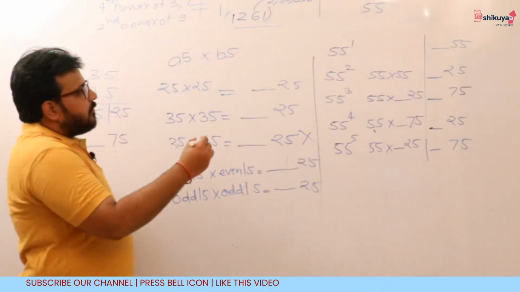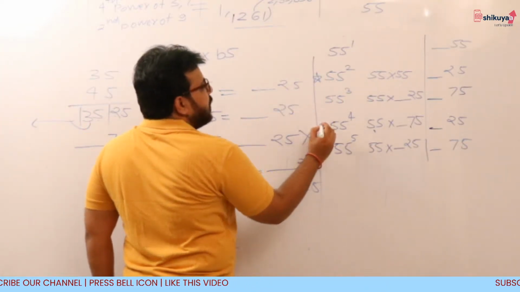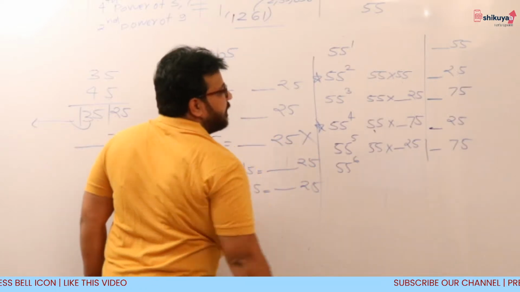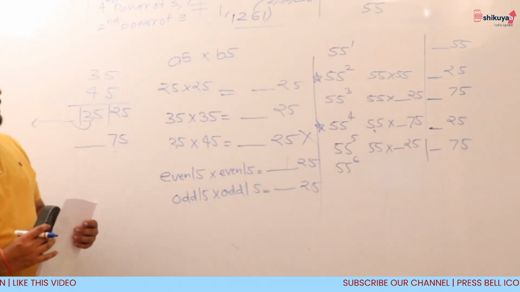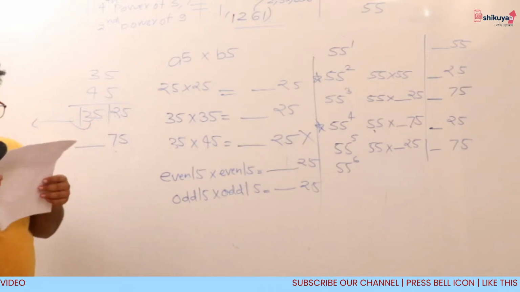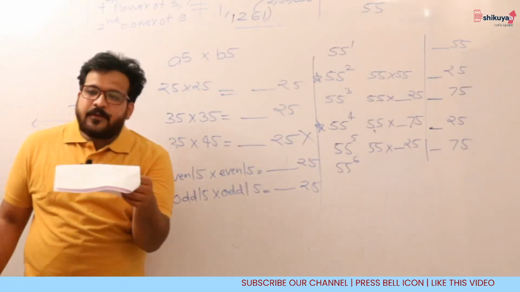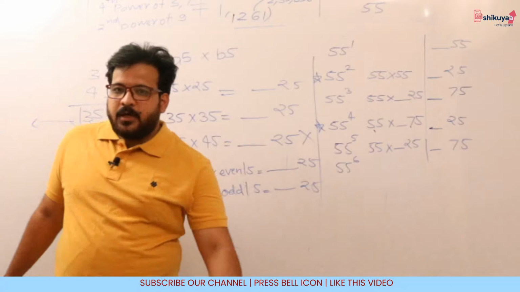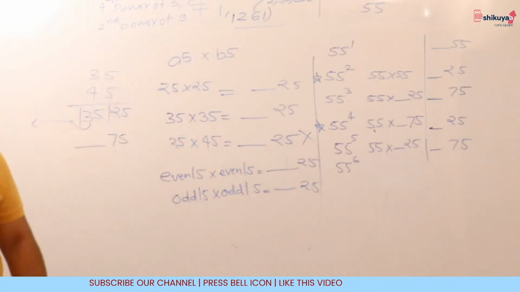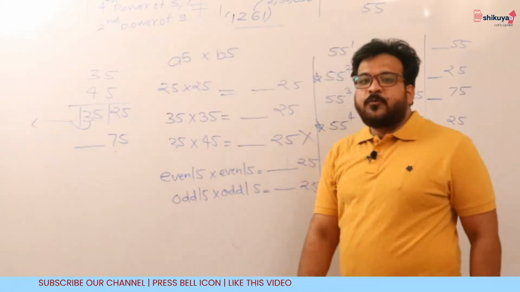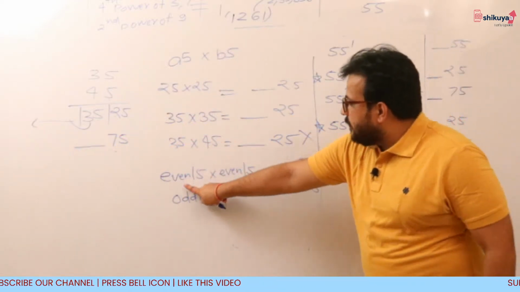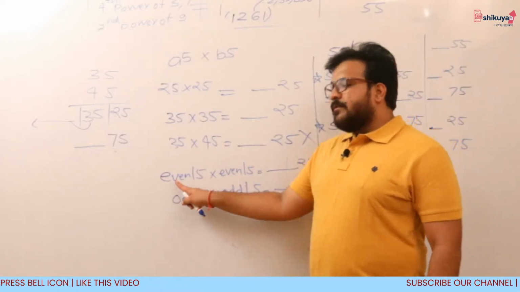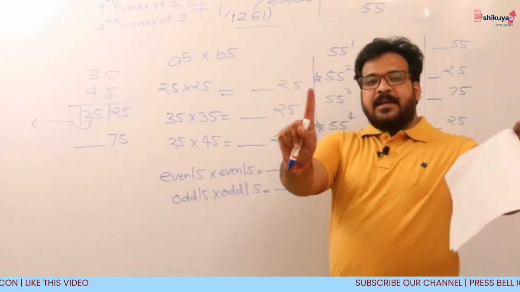So you just try to understand, for every even power, again 55 raised to 6, it will be 25. Correct? So for every even power, the answer is 25. Now 55 raised to 198, it's even. So your answer is going to be 25. But remember, this property is going to be very useful for you. That is, even 5 into even 5 ends in 25, odd 5 into odd 5 ends in 25, but even 5 into odd 5 will always end in 75.